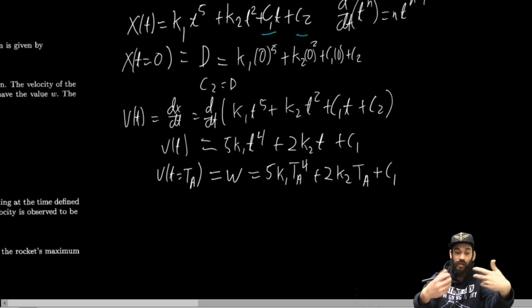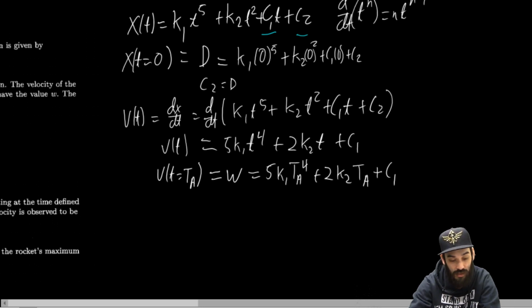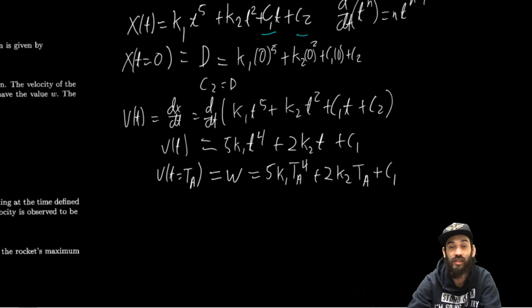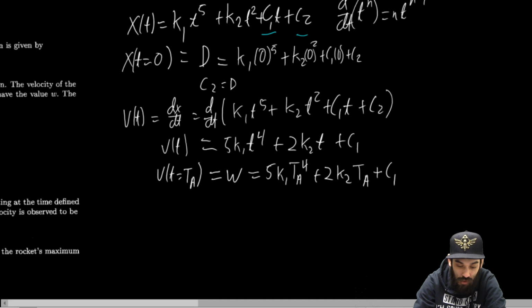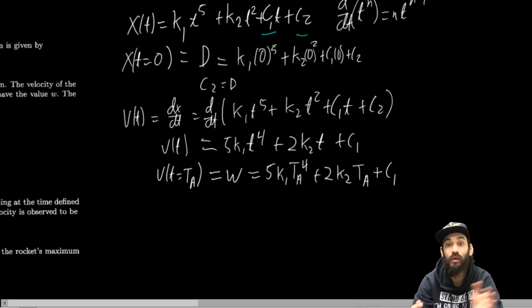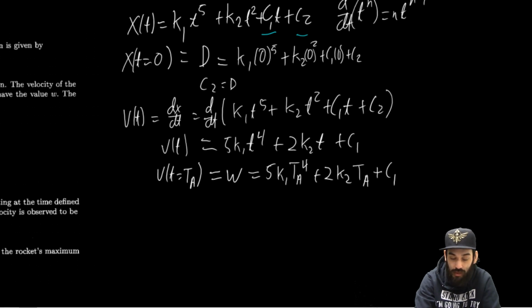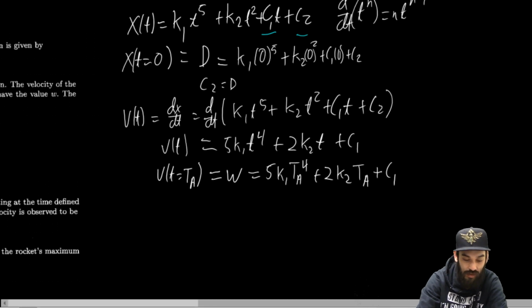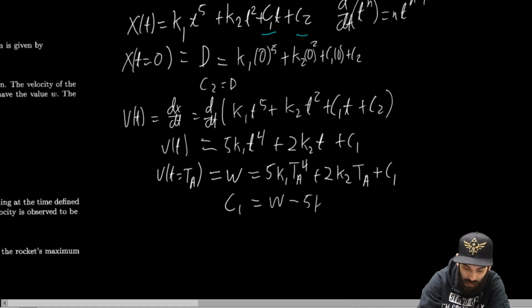Now, everything in here is now a known constant because ta is a value of time. It's like saying it's been 10 seconds or 5 seconds. And k1, k2, and w are also all known. The only thing that we don't know here is c1. And so what we can do is solve for c1 by algebraically moving everything to the other side. And so that says that c1 is going to be equal to w minus 5k1 ta to the fourth minus 2k2 ta.